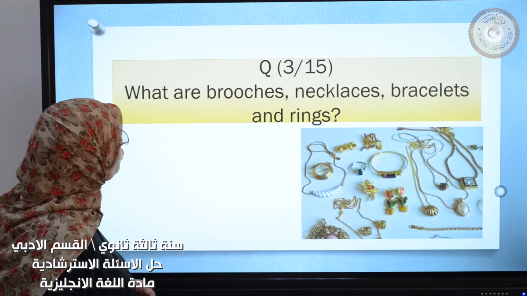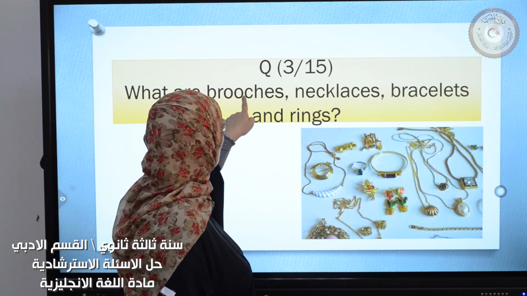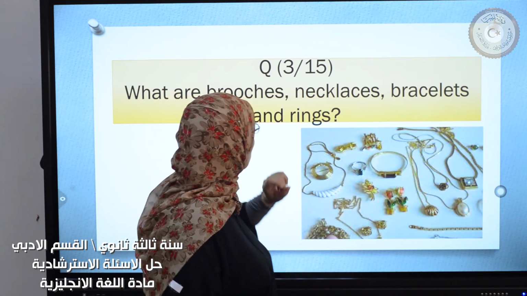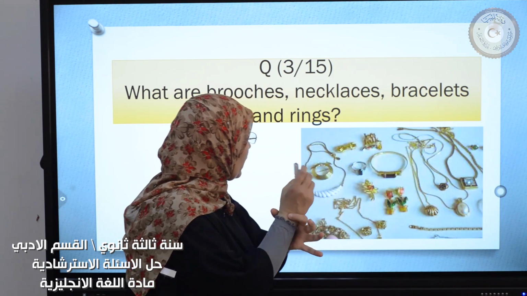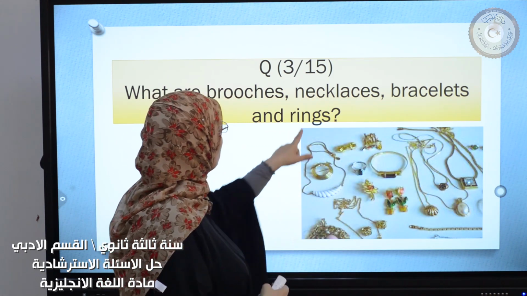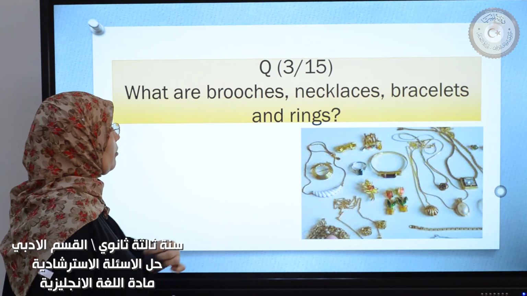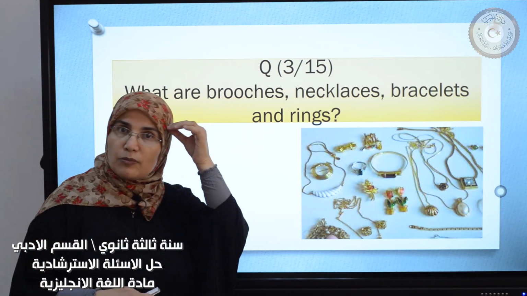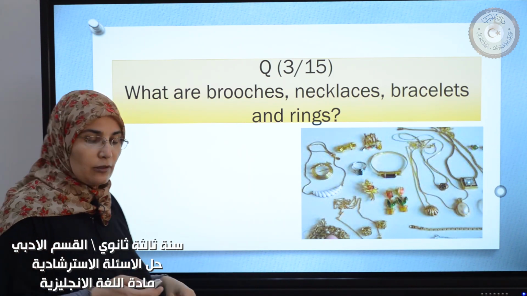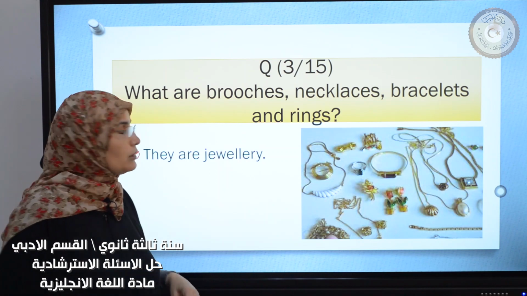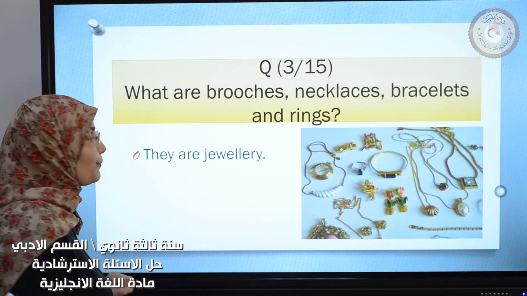Okay, what are brooches, necklaces, bracelets, and rings? Now let's see each word here. Brooches, okay, necklaces, bracelets, okay, you wear bracelets here, necklaces here, and rings, okay. Brooches, you put them here, okay, and sometimes you use them here on your hijab. Okay, so what are they? They're called jewelry. They are jewelry. مجوهرات. Okay?